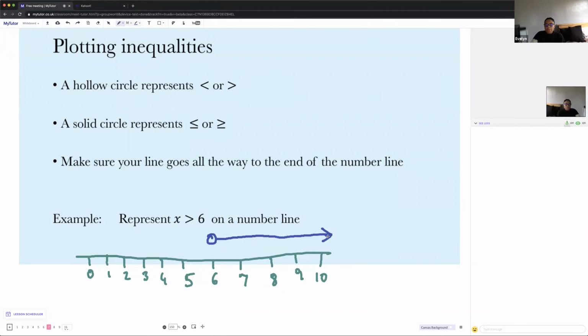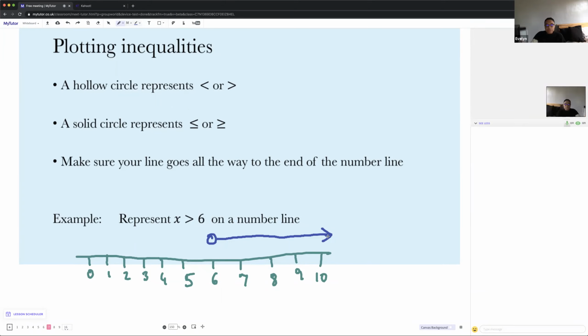If you find it a little bit difficult to think about which way the arrow goes, think about numbers as well. Which numbers would work with this inequality? 3 is not bigger than 6, so our line shouldn't be going anywhere near the 3. But 8 is, so it should be going towards 8 and further up as well.